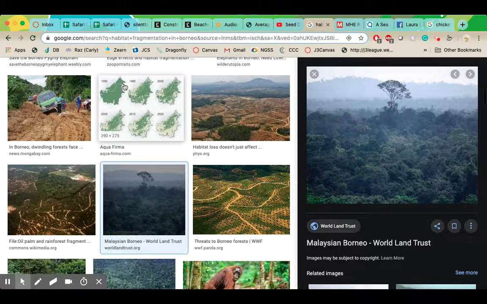So here in Borneo, you can see a map of Borneo. I think it looks like a wolf running with a cape. In the 1950s, and here it is in 2020. How much of the rainforest is left? It's almost none of the rainforest.